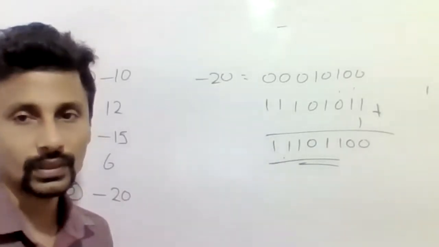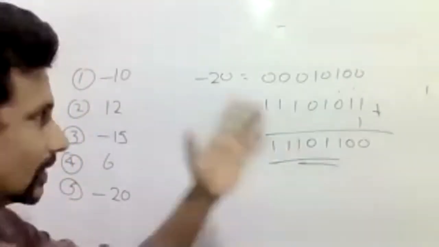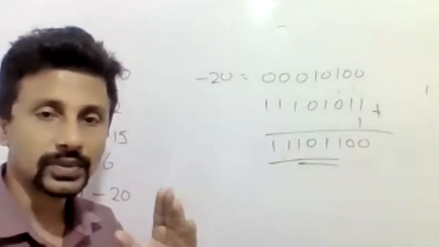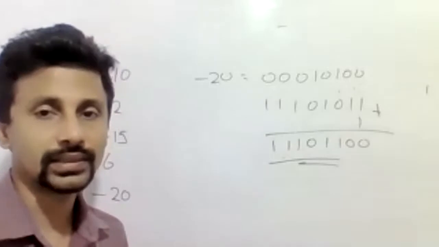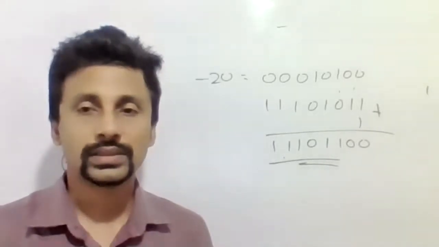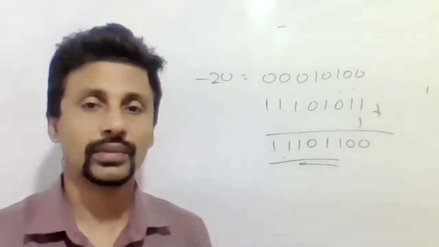Okay. So make sure, if it is positive in 1's complement or 2's complement, you just represent it as a binary number with 8 bits. So don't change them or invert them.